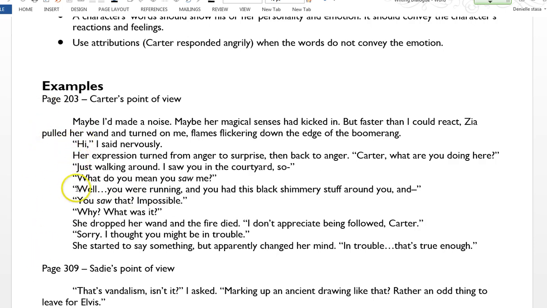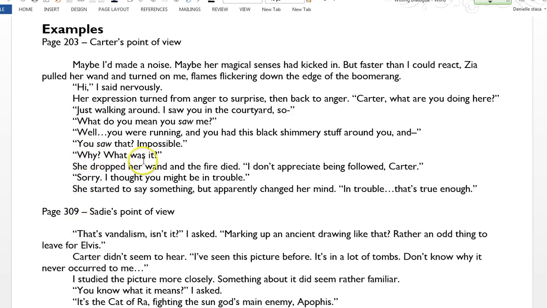But every time the speaker changes, even though they're just one line long, we go ahead and tab over the start of that next person's words. And then here we have some description in it again. She dropped her wand and the fire died. "I don't appreciate being followed, Carter." "Sorry, I thought you might be in trouble." So this tells us that Zia is speaking to Carter, and this is Carter's response.